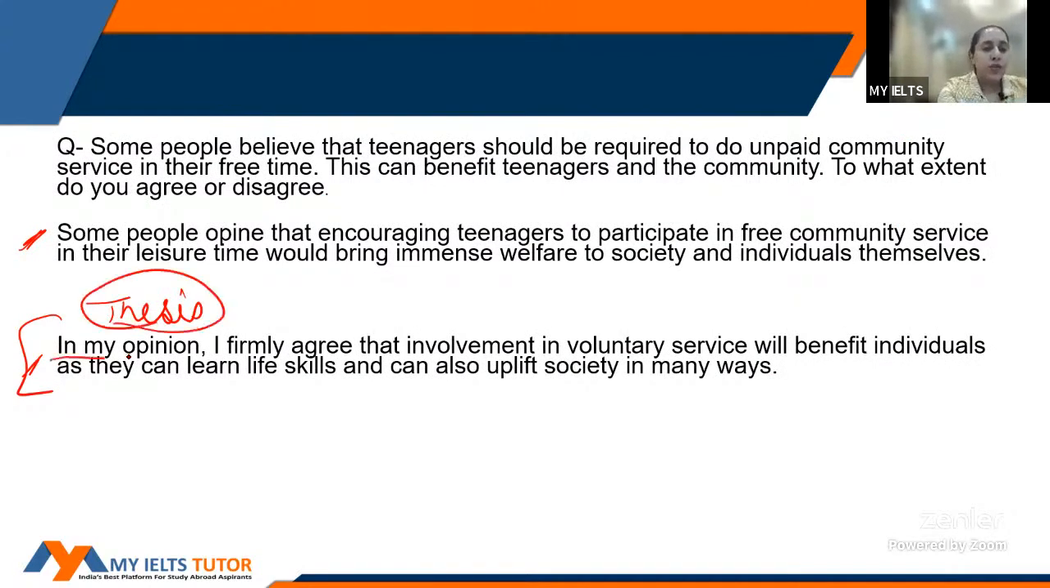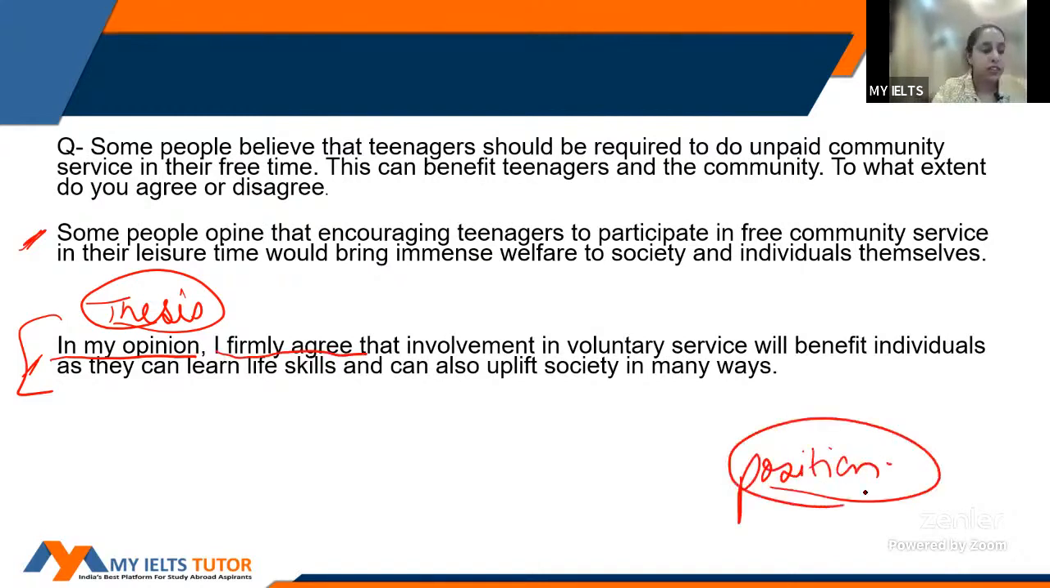In my opinion, so I'm going to state my opinion. It is clear from the first phrase. I firmly agree. This is my position. My position is that I firmly agree. I am completely agreeing with this.